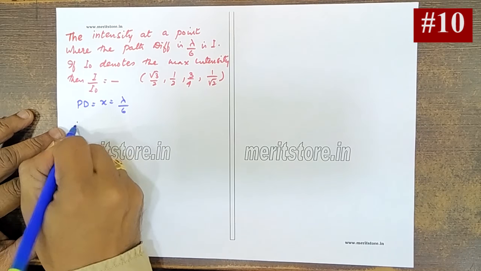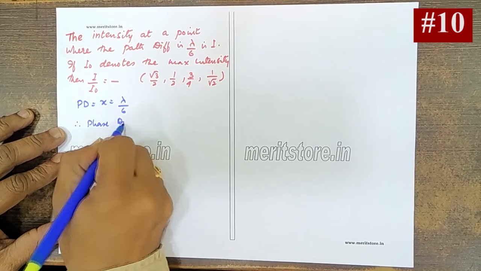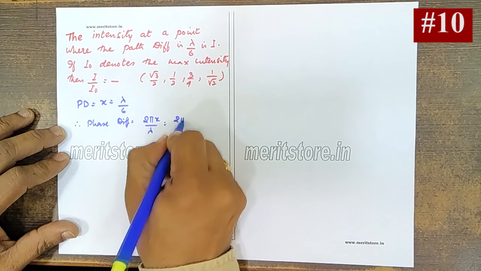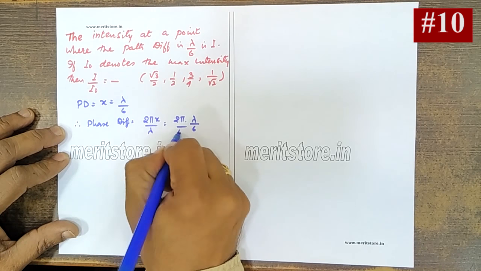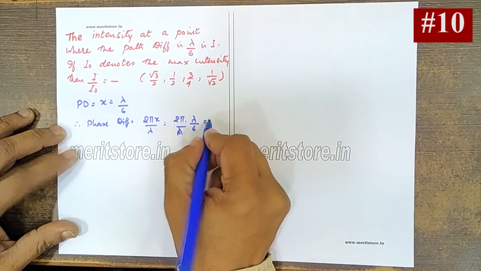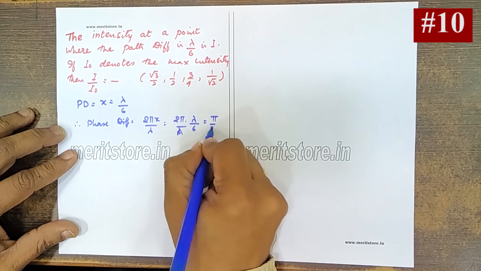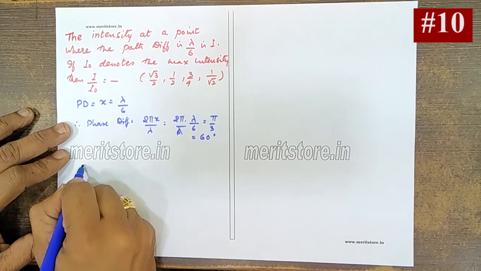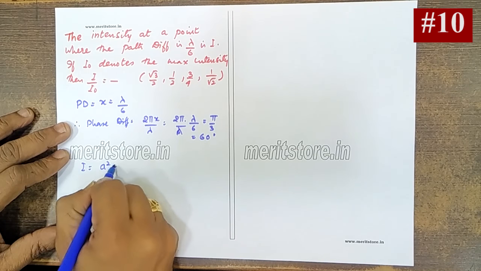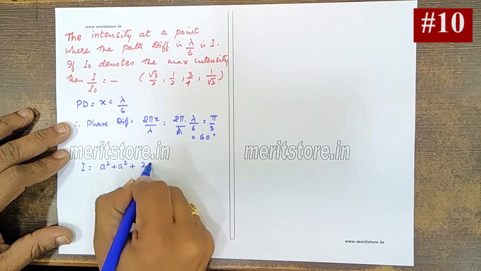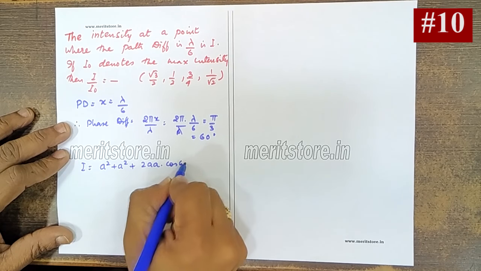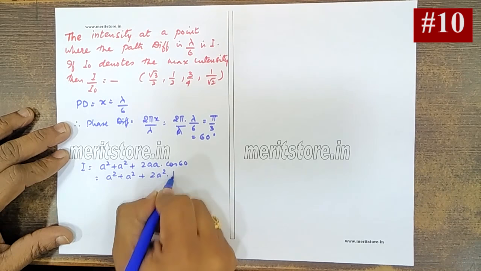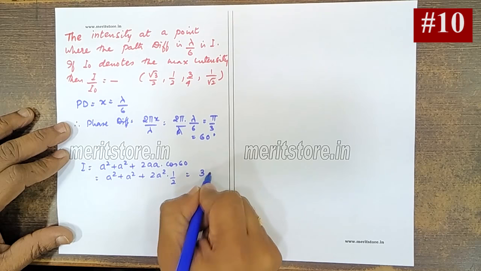Then the phase difference is given by the formula 2 pi x by lambda. So that is 2 pi by lambda into lambda by 6. This will give me pi by 3, that is 60 degrees. Now for 60 degrees the intensity I is equal to a squared plus 2aa into cos of 60. So that is a squared plus 2a squared into 1 by 2, which will give me 3a squared.